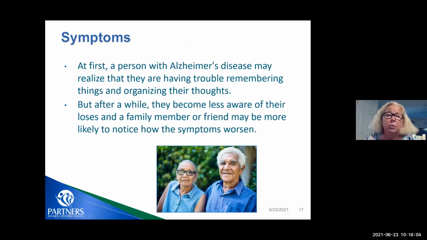At first, the person with Alzheimer's disease may realize that they're having trouble remembering things. They may recognize that they are having trouble organizing their thoughts. But after a while, a person who has Alzheimer's disease becomes less aware of their losses. And it's more likely that a family member or a friend is going to notice the symptoms worsening. In other words, it bothers them to start with, but after a while, they're not bothered by what they don't remember as much.